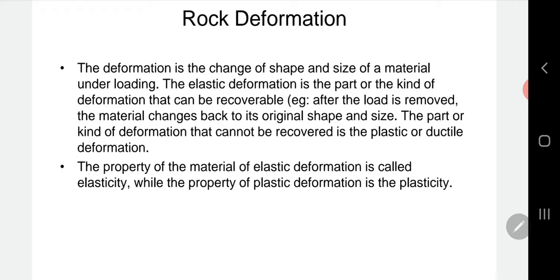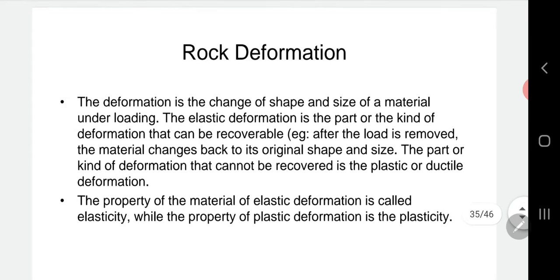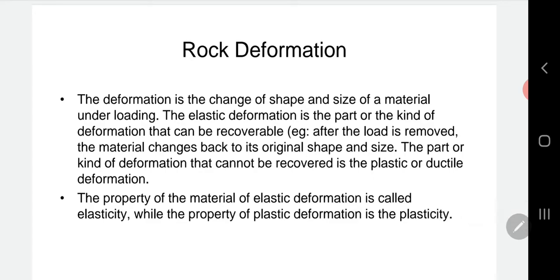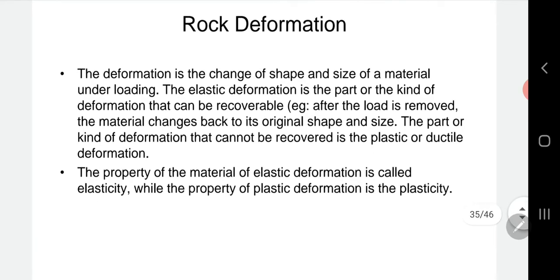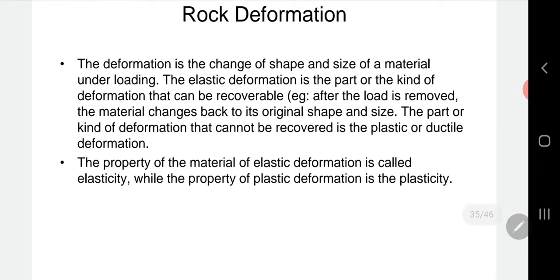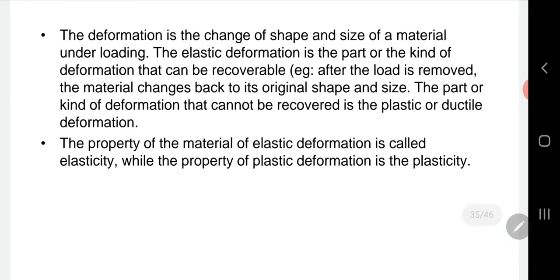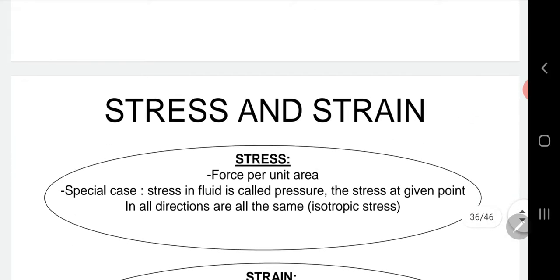In this particular situation, the deformation, we call it elastic. But if you identify there is a significant change in the sample after you load, that one is considered plastic deformation or ductile deformation. The property of the material of elastic deformation is called elasticity, while the property of plastic deformation is plasticity.